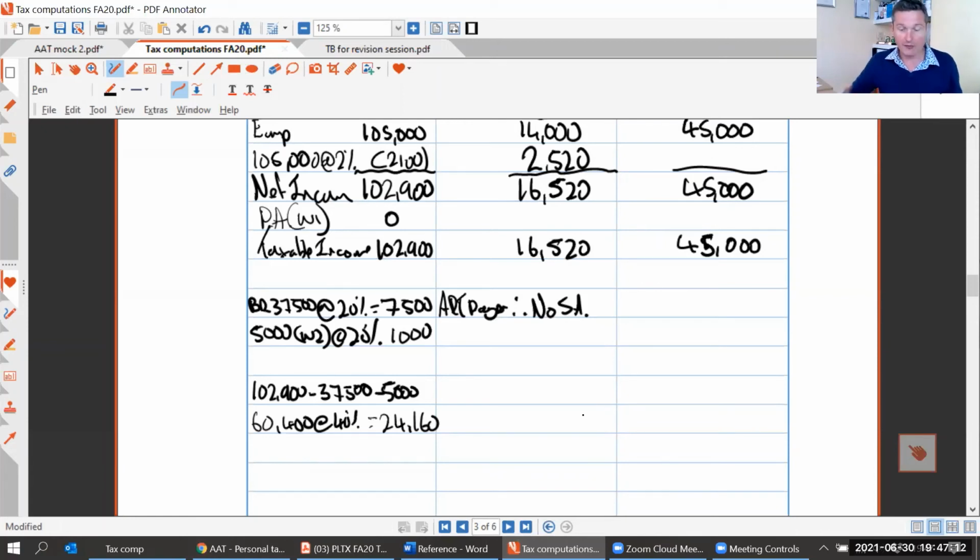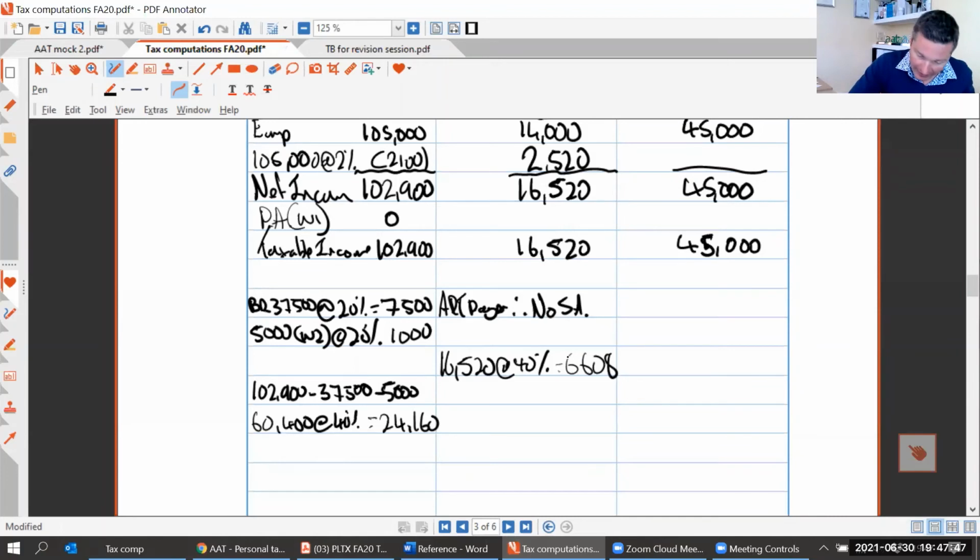So we've got income of 102,900. We've taxed all that. So we've got 16,520. So that's quite under the 155,000 where the additional rate band starts. So we're quite confident that's going to be taxed at the higher rate for savings, which is 40%, so £16,520 at 40% is 6,608.